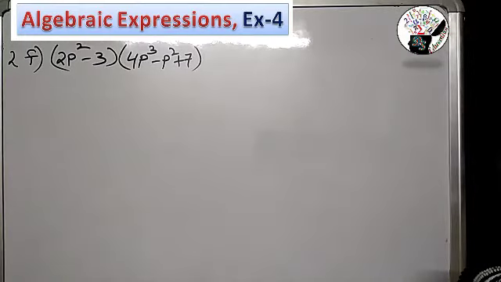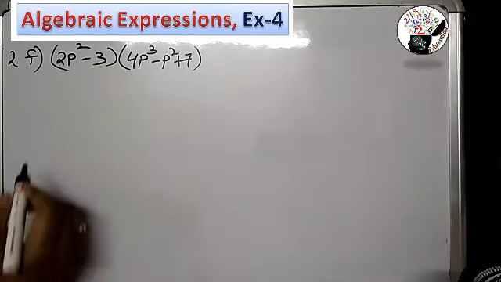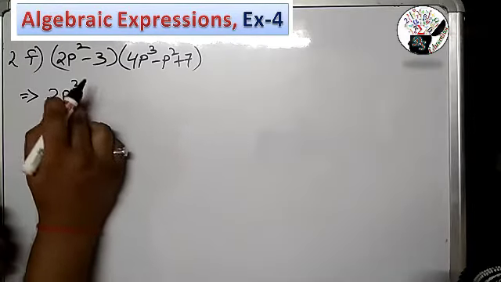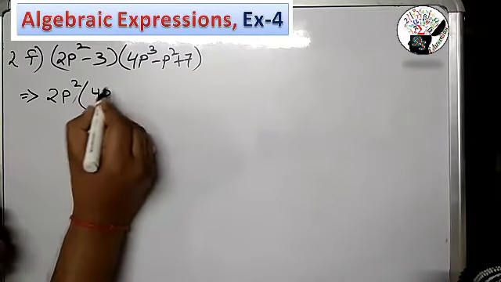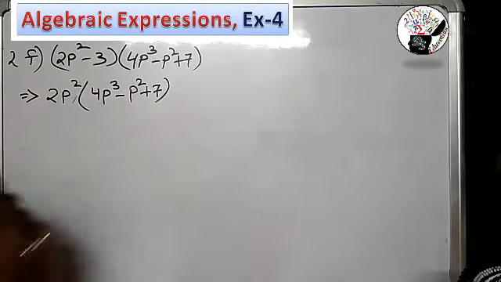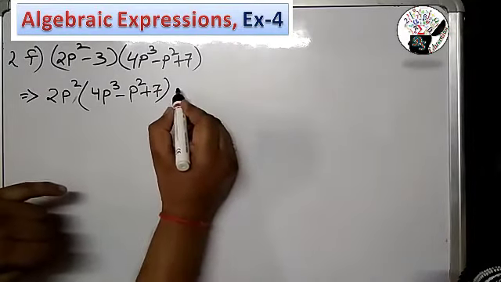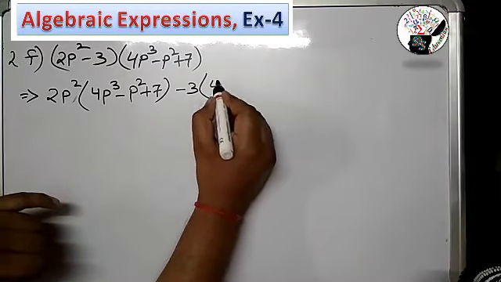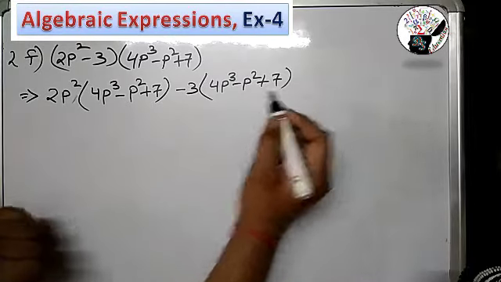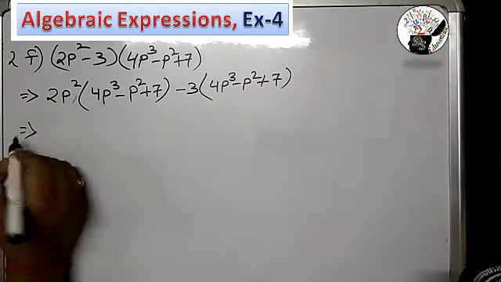Moving to the next question, we will have this question over here. Now here also I will have to do the same way. 2p square bracket 4p cube minus p square plus 7. Okay, the same way we are doing the other questions over here. Minus 3 bracket 4p cube minus p square plus 7 over here. Understanding this thing? Now after that, what we will do, we have to just multiply.